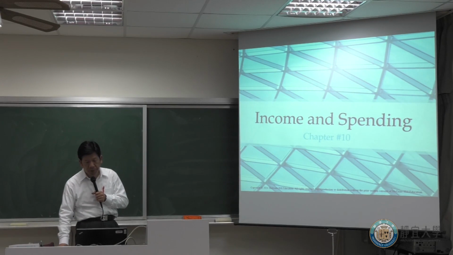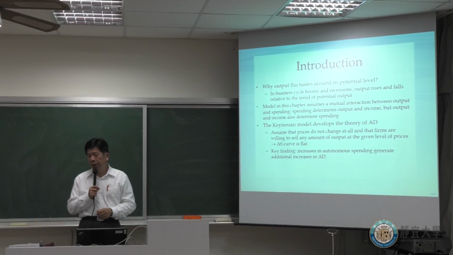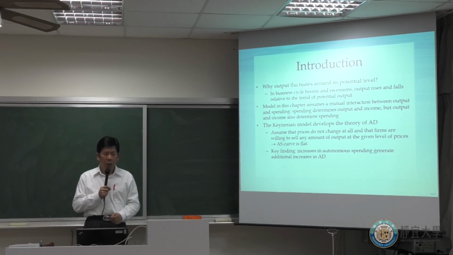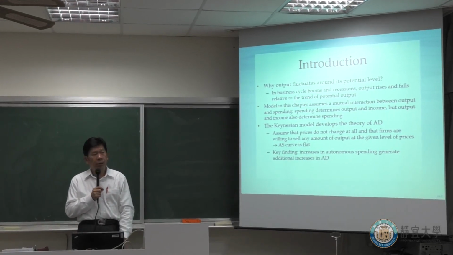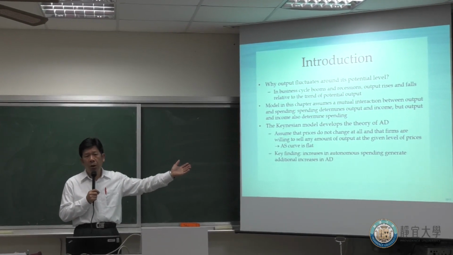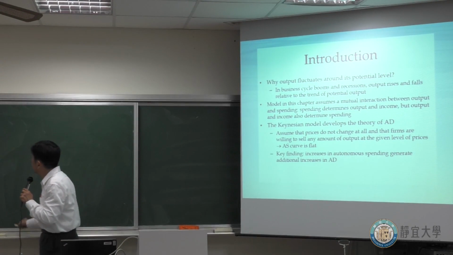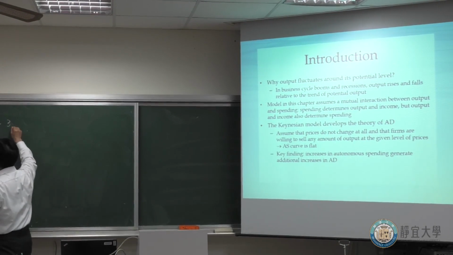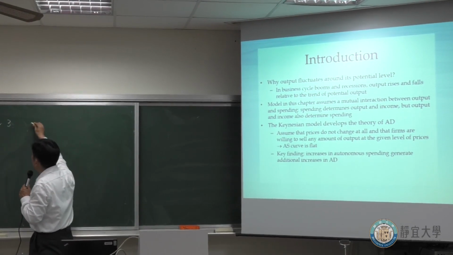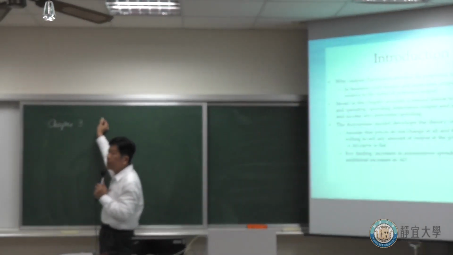I'm not sure, do you remember last week, we already talked about some different models. This chapter is what we call the simple Keynes model. Do you remember last week? That was chapter 3. If you find the textbook, in the textbook it is chapter 10.